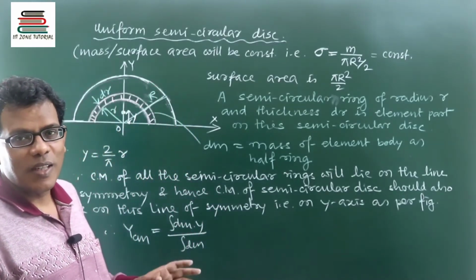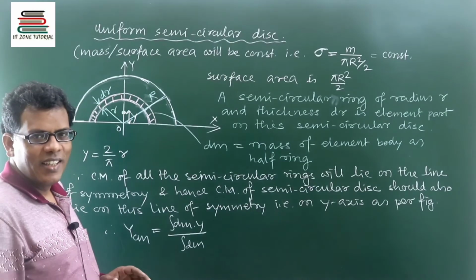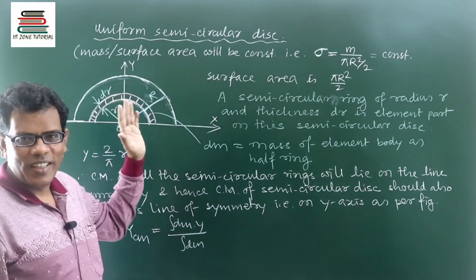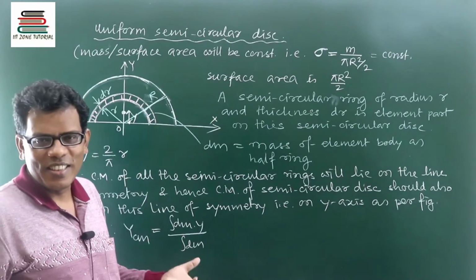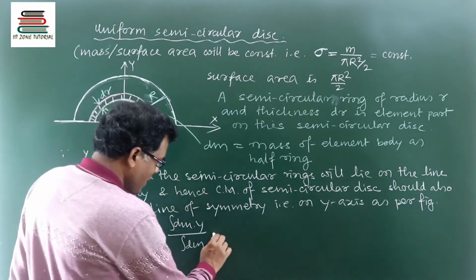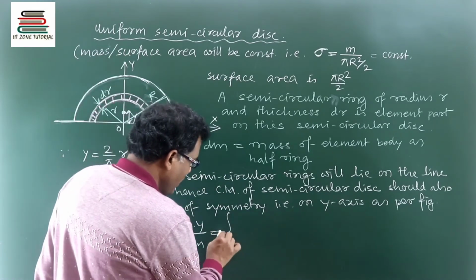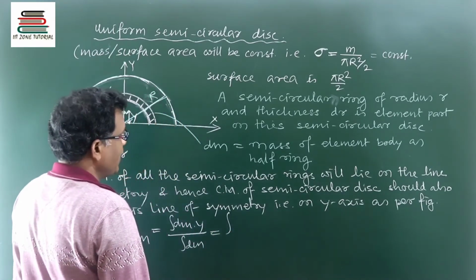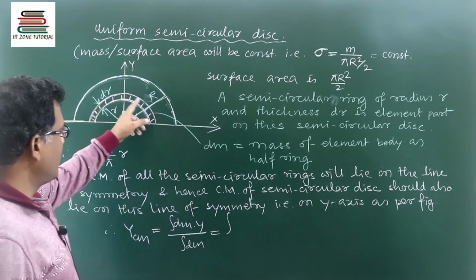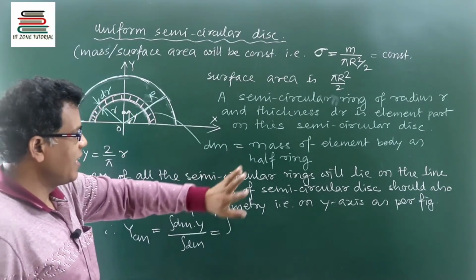Because the center of mass will lie on the line of symmetry, and the line of symmetry here is the y-axis, X_CM is definitely 0. That's why we are directly calculating Y_CM only. So what will be dm? dm will be the mass of this half ring, as we have written it over here.